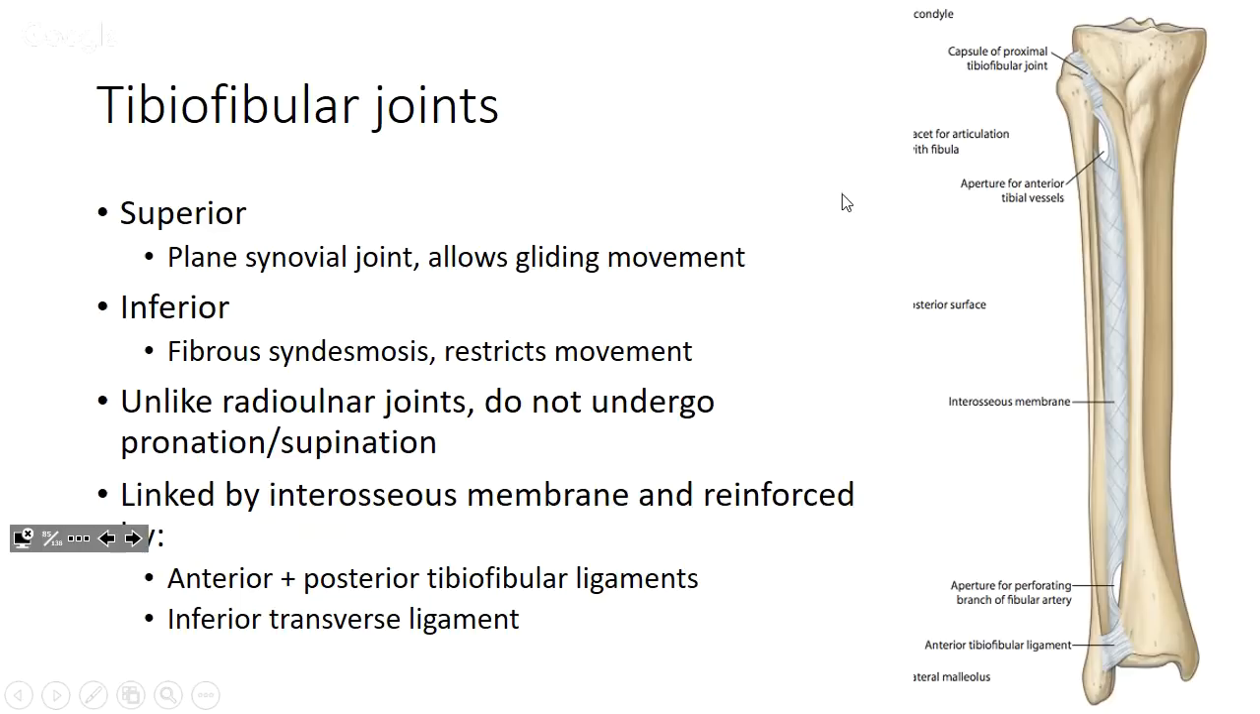Okay, tibiofibular joint. The key thing to remember here is that there's a proximal one and a distal one. The proximal one is a synovial joint. The distal one is a syndesmosis. Because of the interosseous membrane, when you have a fracture of the tibia, it can often affect the fibula as well because of the transfer of force.